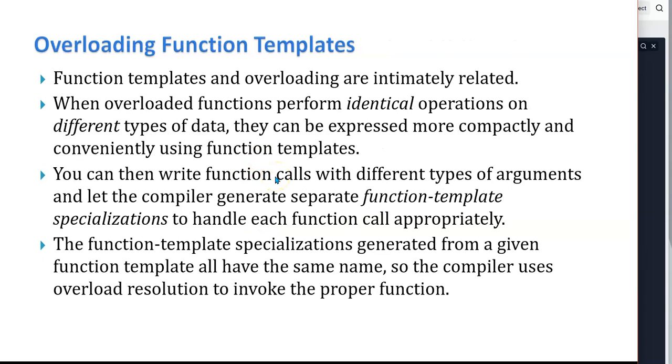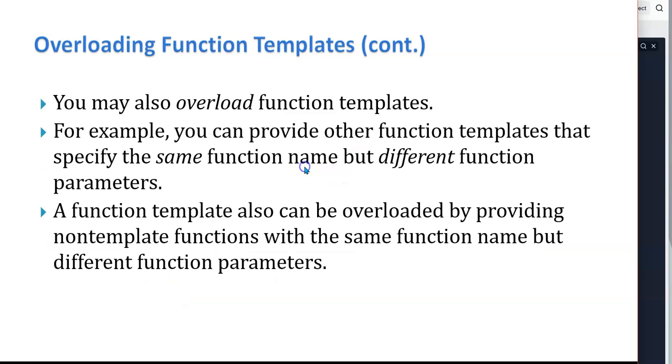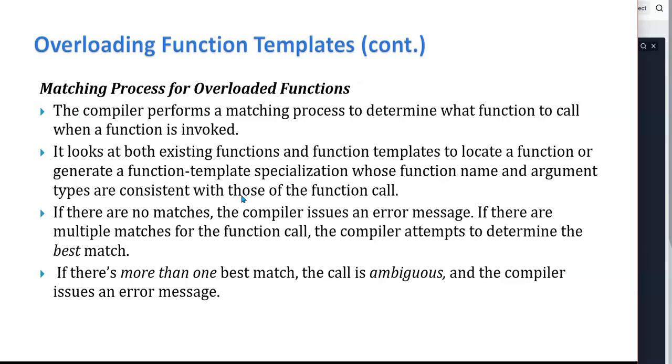You can also overload function templates. When overloaded functions perform identical operations on different types of data, they can be expressed more compactly using function templates. You can then write function calls with different types, and if the compiler has enough information, you don't even have to tell it what type you're using. You can provide other function templates that specify the same function name but different function parameters. Basically, normal overloading. It works just like regular, but now you have to use the templates as long as it can distinguish between the different types.